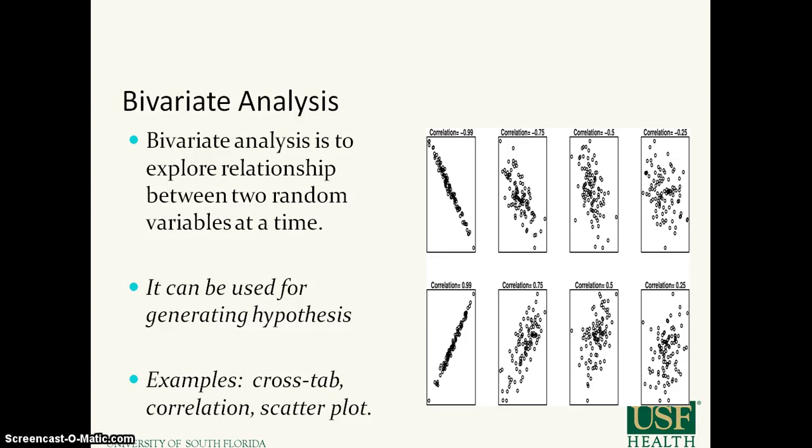Some examples of bivariate analysis: like crosstab, you can build a table to look into the relationship between two variables. You can calculate correlation between two variables. You can draw a scatter plot to visualize the relationship between two random variables.